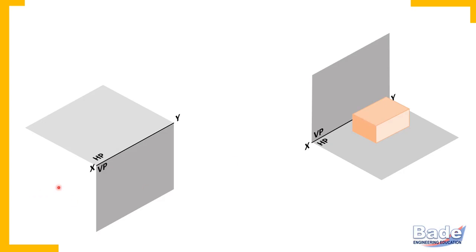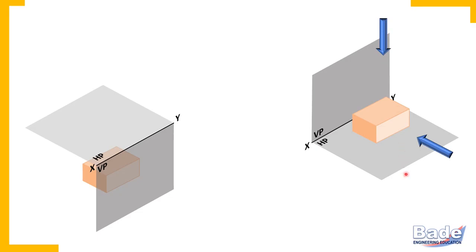Now here only third quadrant is shown, and now object is in the third quadrant, means it is behind VP and below HP. Object is observed in the direction perpendicular to reference planes. So this direction is perpendicular to VP. In this direction we get front view of the object, and in this direction you get top view of the object. This direction of viewing the object is perpendicular to HP.